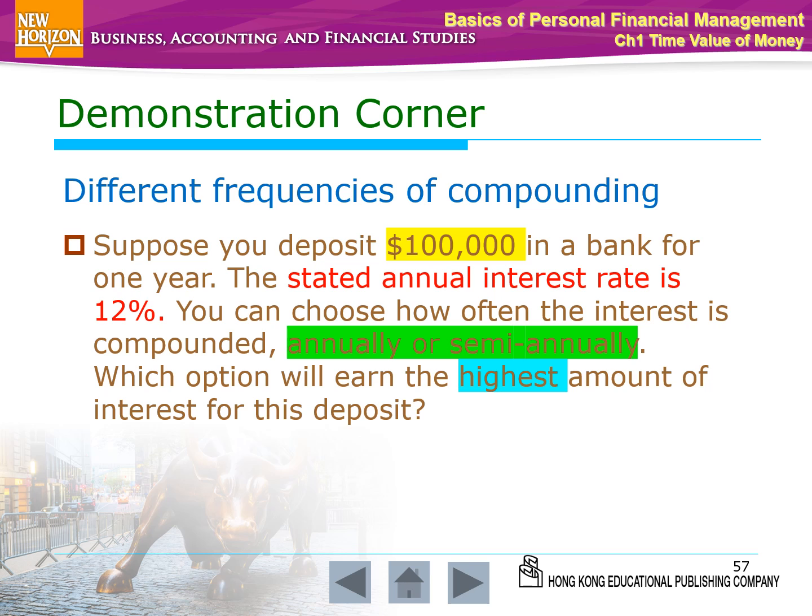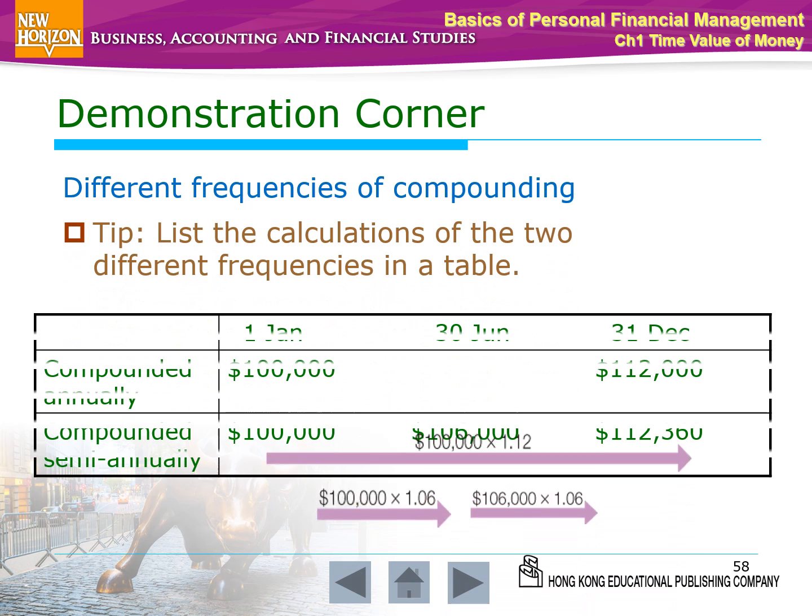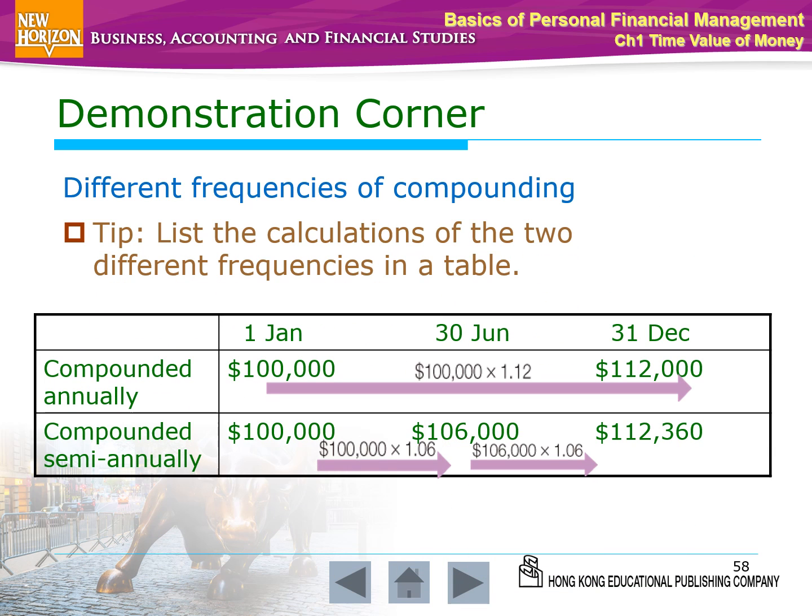In common sense, you'll know that if the interest is compounded semi-annually, the interest earned will be higher. It's very simple. Look at this table. When the interest is compounded annually, at the end of the year, $100,000 will become $112,000, with no interest in between.